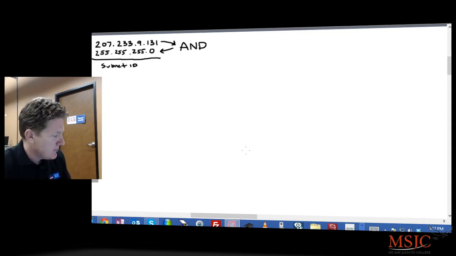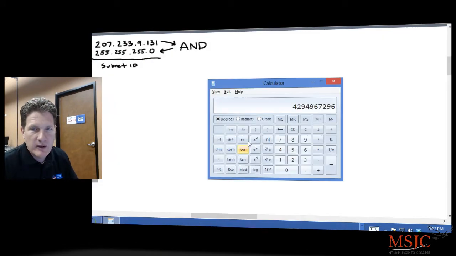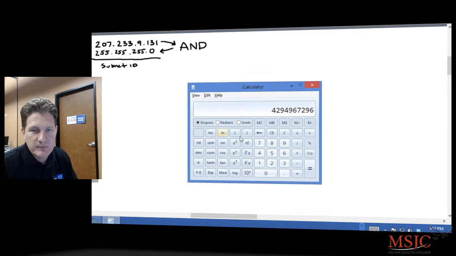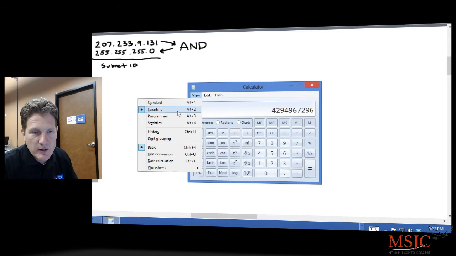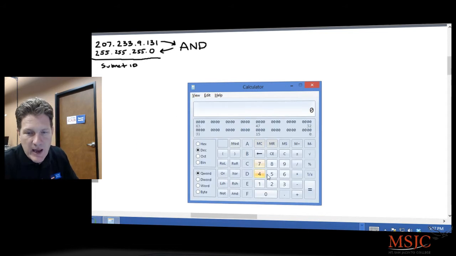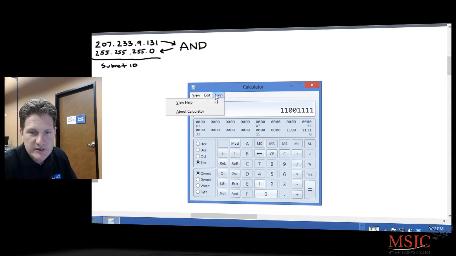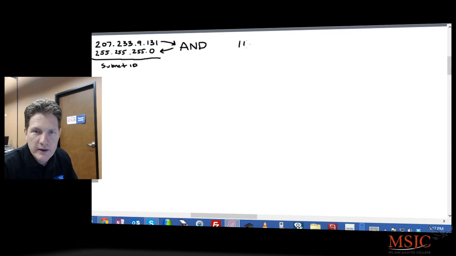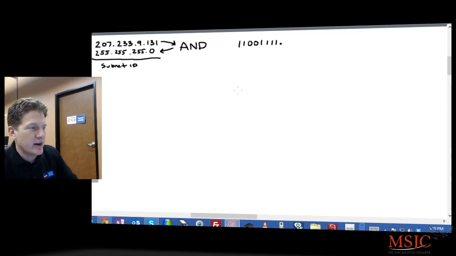But before we get into that, I'm going to grab my calculator again. I'm going to go to programmer mode, and I'm going to type 207, and I'm going to go to binary, and there's the binary equivalent. So that's 1100 with 4 ones. I'm going to write out the equivalent of that over here. So 1100, 1, 2, 3, 4. That is 207 in binary.